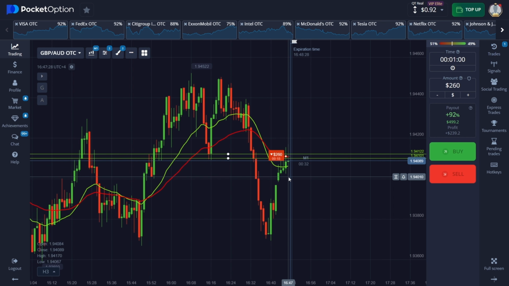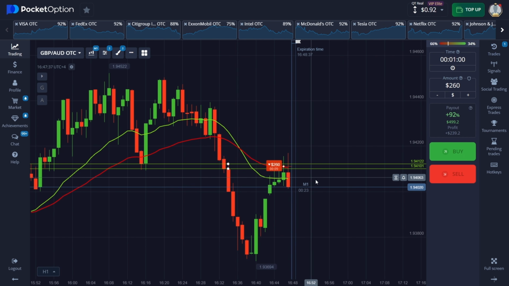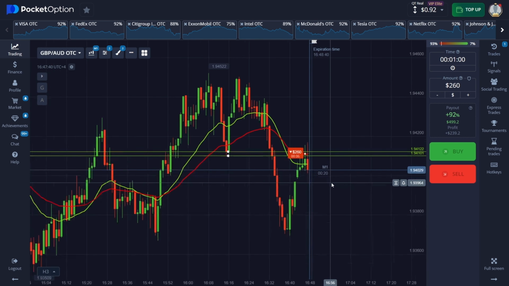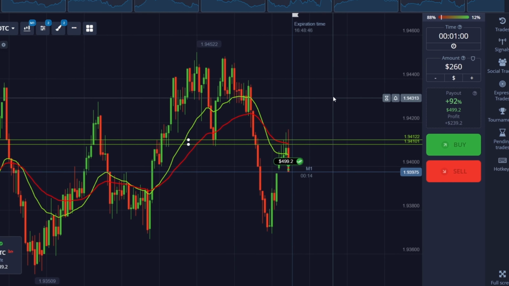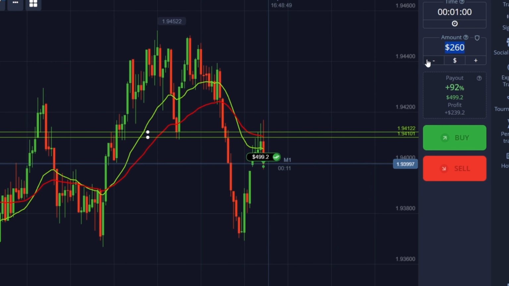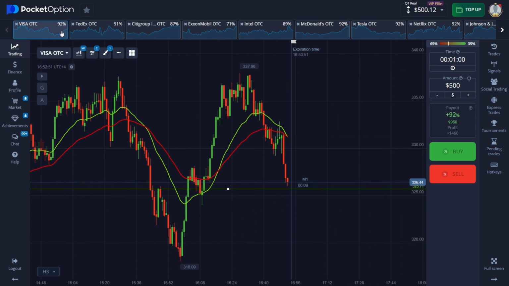As I said, the trade is now going in our favor with only 16 seconds left, and this candle should turn red because the previous candle closed below the resistance level. Yes, it's a win. We won another trade, and now my balance turns into $500. As you can see, the candle closed as a red candle.